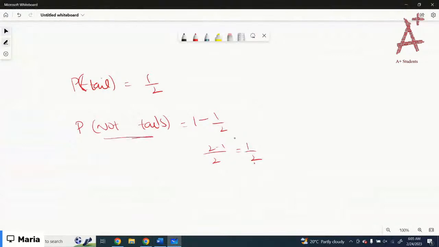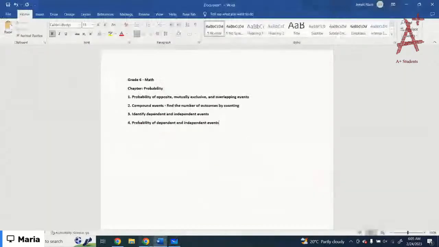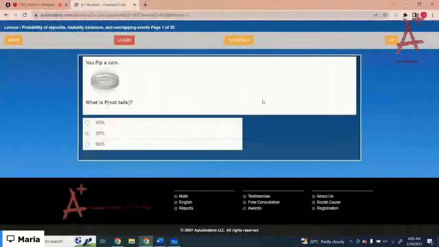The probability, you have to convert it into percentage form. Multiply it by 100, it would be 50%. Got it? So the probability of not tails is 50%. Got it? So the correct option is 50%.